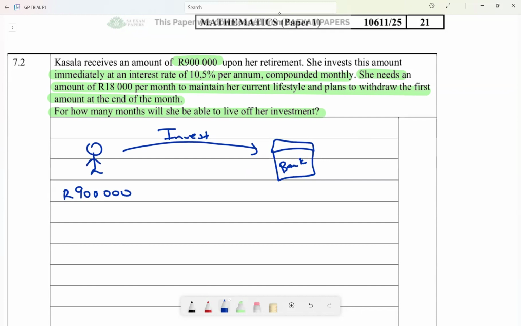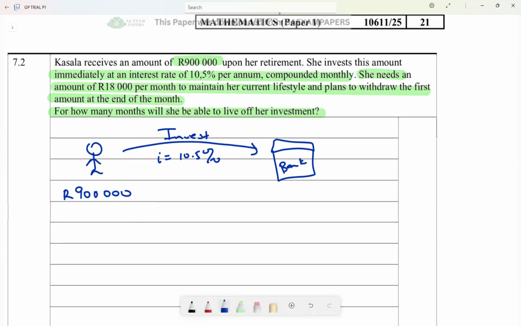Okay. So she invests that to the bank. And you know that when you invest the money to the bank, it's going to grow. So it's going to grow at an interest of 10.5%. And we are not told for how long she's going to invest. But what you are told is that, of the 900,000 that she has invested, she will need 18,000 per month from it.